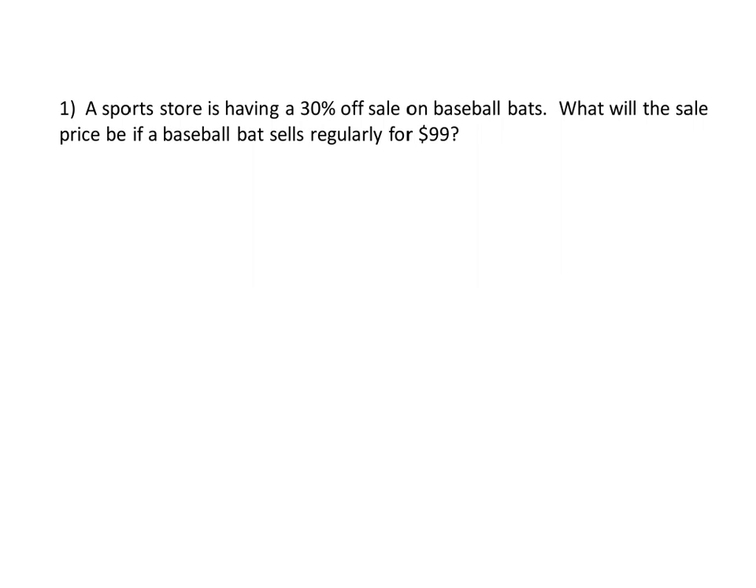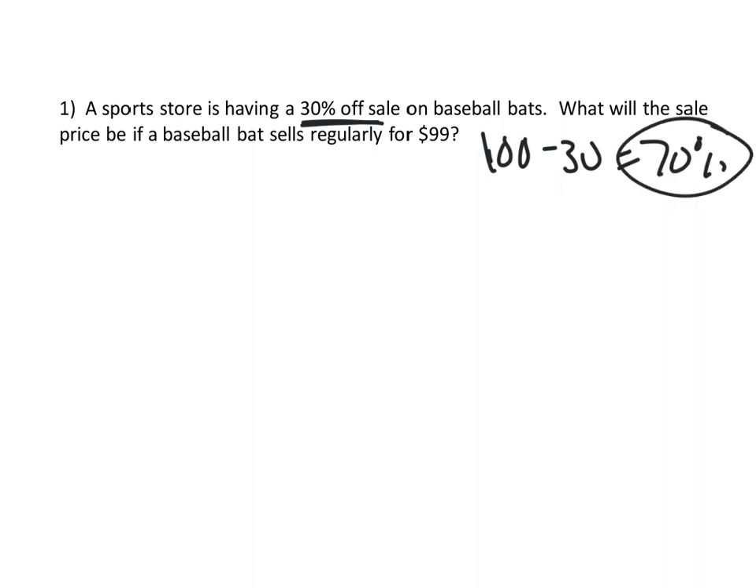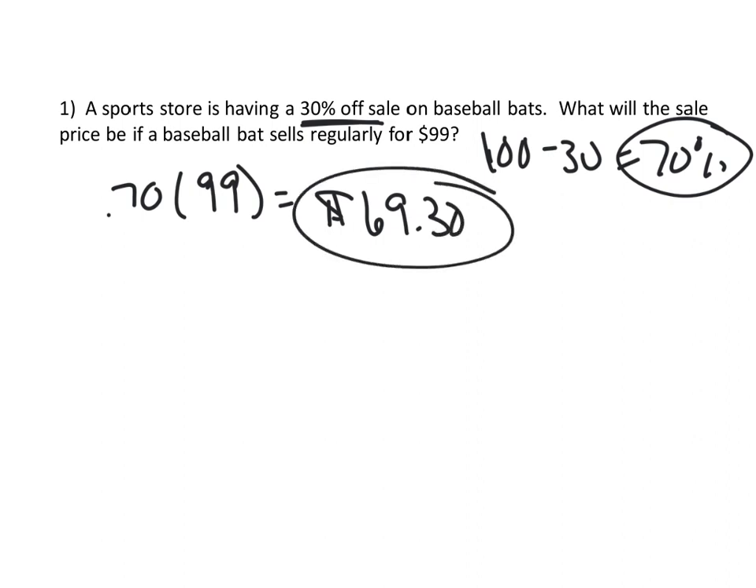So now let's think about this for a second. If the store is having a sale where the bat is 30% off, that means you're paying 70% of whatever the original cost is. Well, 70% as a decimal is 0.70. So let's take that and multiply it by the cost, which is $99. So if we multiply 0.70 times 99, that gives us $69.30. That's the cost of the bat.